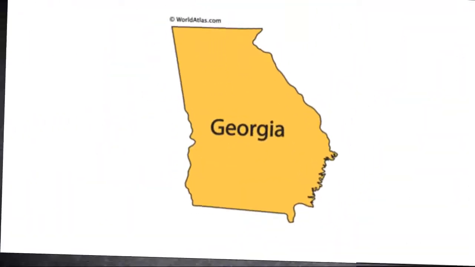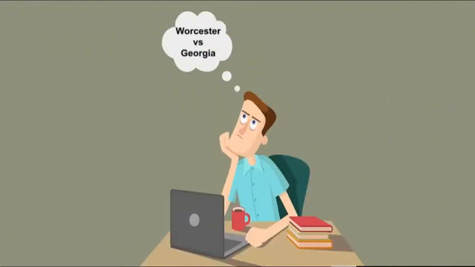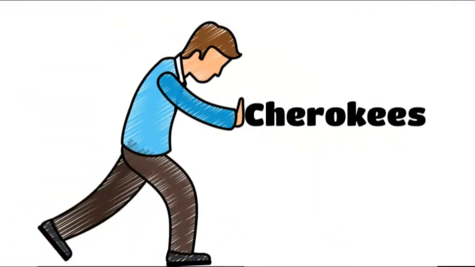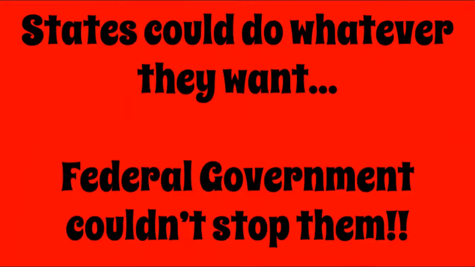Georgia had its own states' rights issue. Remember the Worcester versus Georgia case? Georgia lost that case, but was refusing to release the missionaries and continued to push out the Cherokees. This test of states' rights proved that a state could do whatever it wanted if there was not a strong federal government or other states to stop them.